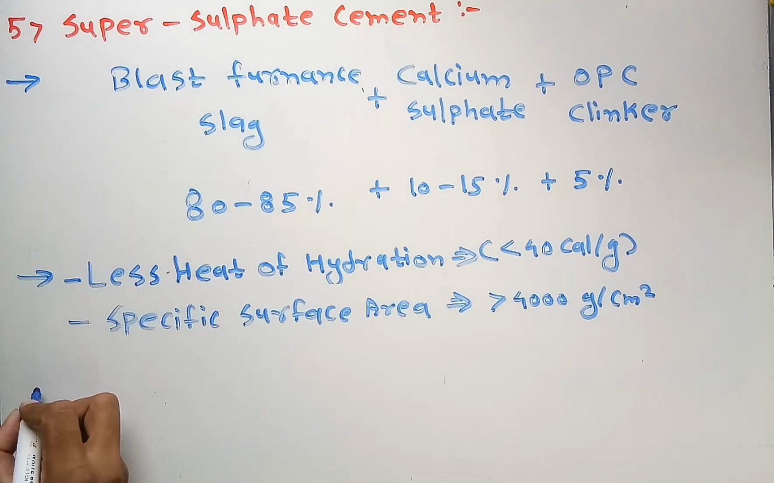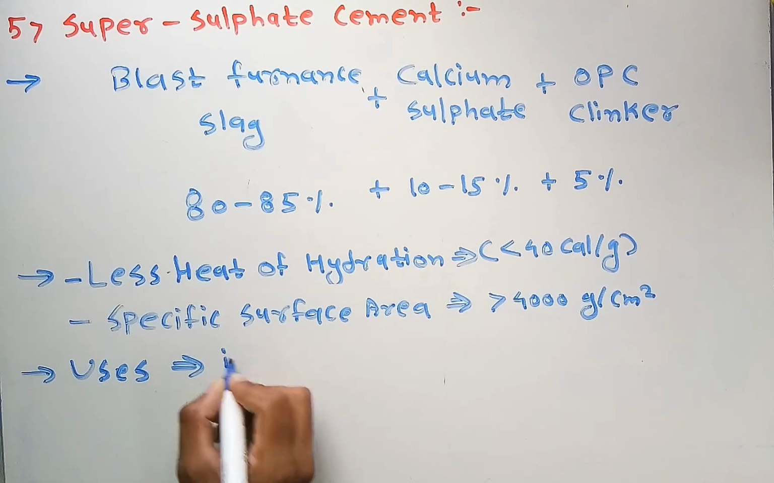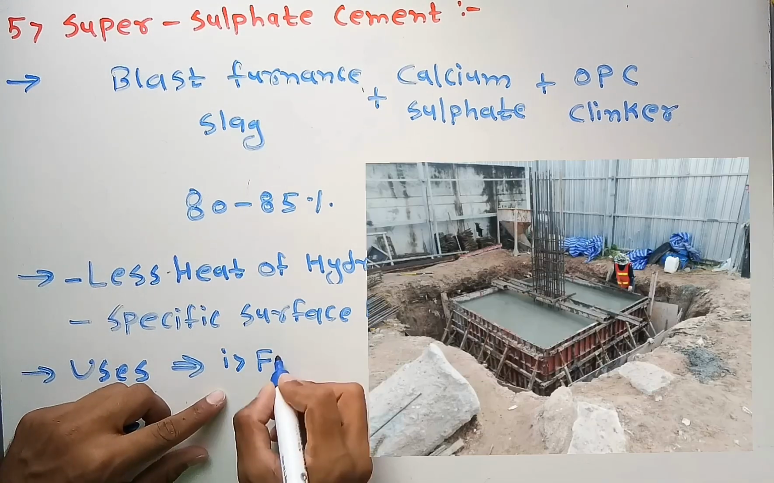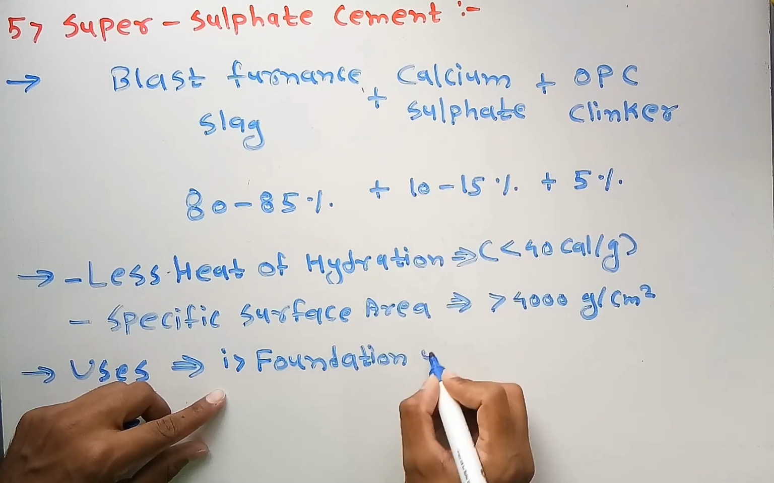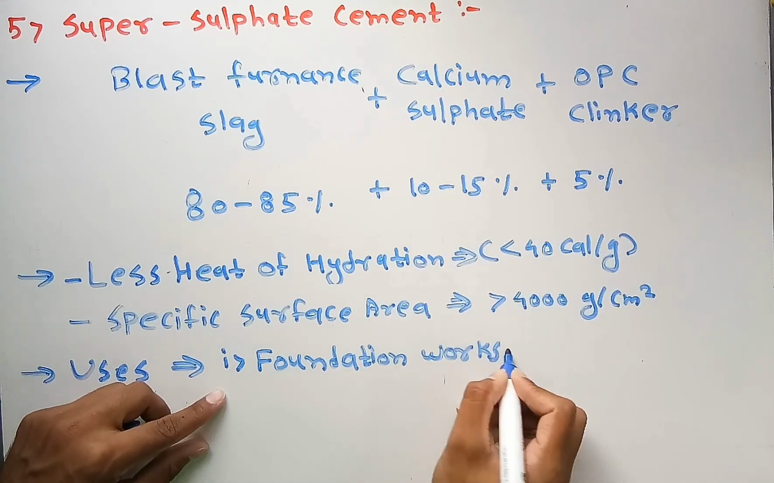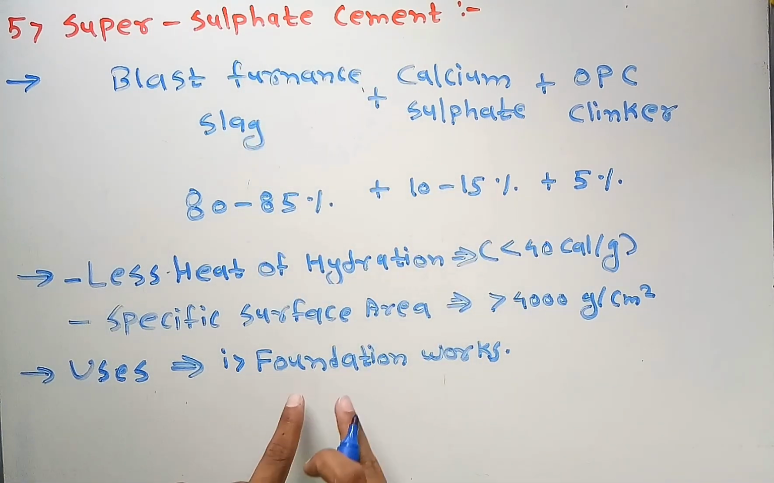And finally we will see its uses. It is used in foundation works. The reason is its resistance against sulphate and alkali attack, so it is desirable for foundation works. So this is all about the super sulphate cement.